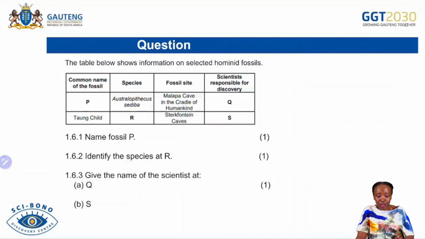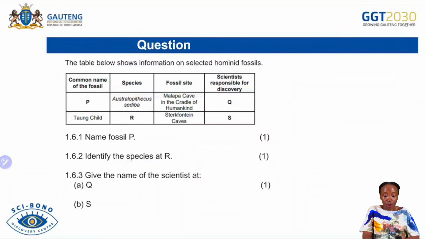With this section, specifically the last part of evolution, there's not really much on the application from your side, but it's mainly recall and your understanding. So let's look at this one. Here we're given the table that shows the information on selected hominid fossils.